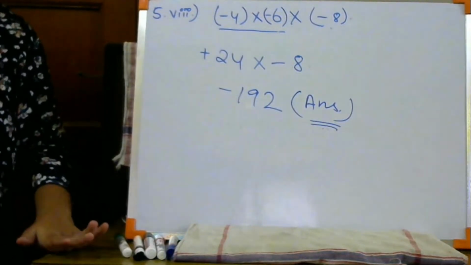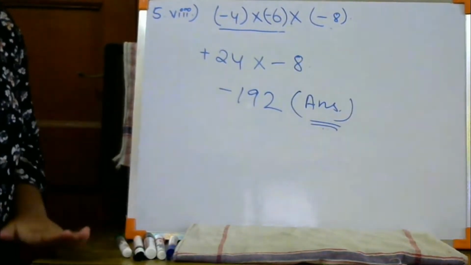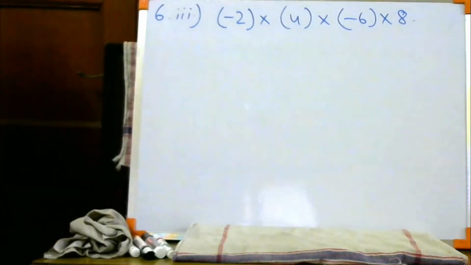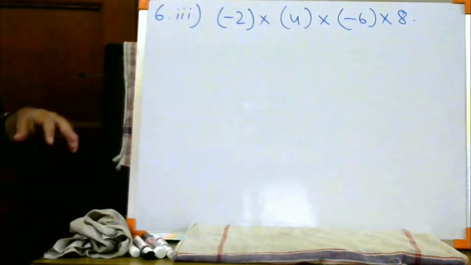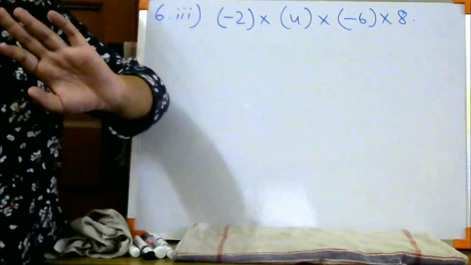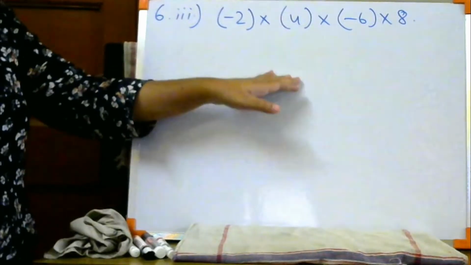Let us go to the last question of today, that is question number 6. Question number 6 part 3. Copy down that sum. Okay, so I have copied down the sum. The question says -2 into 4 into -6 into 8. Clear? Now you are going to solve this thing.